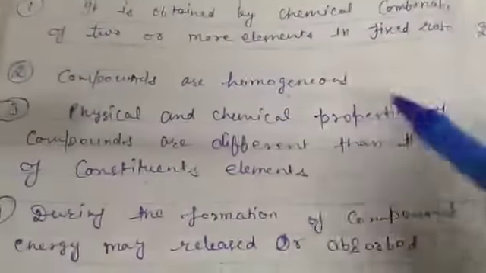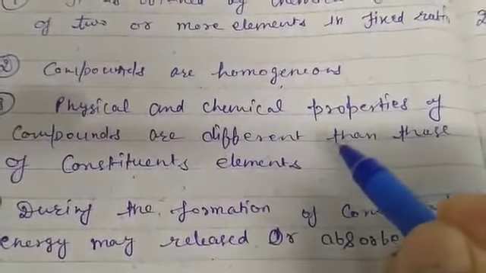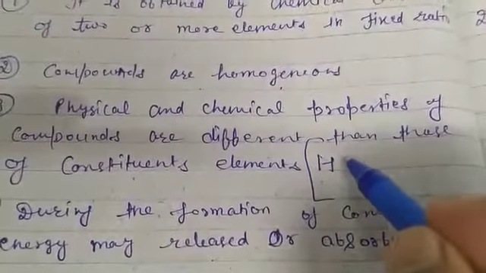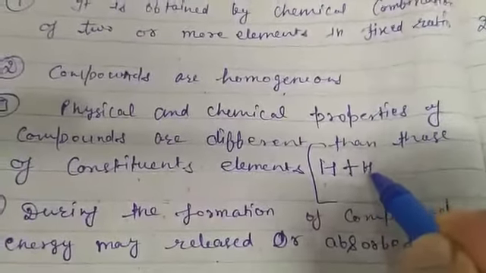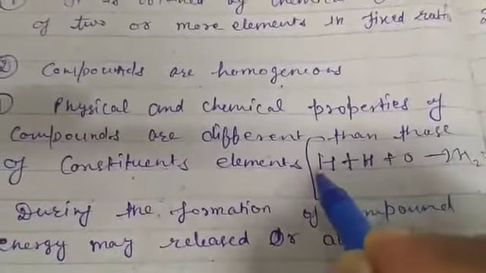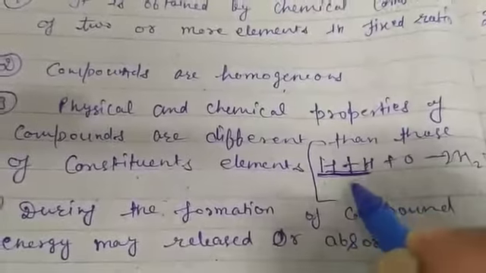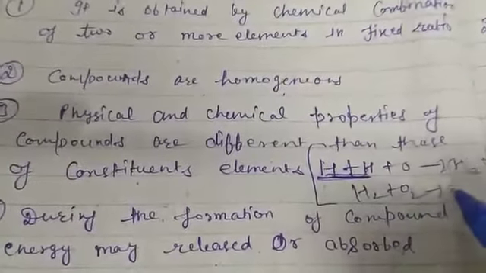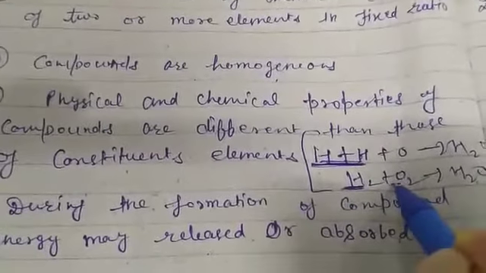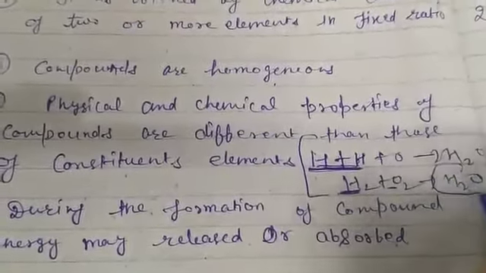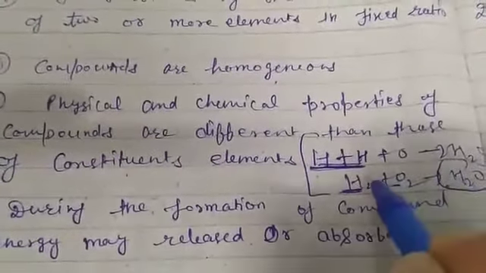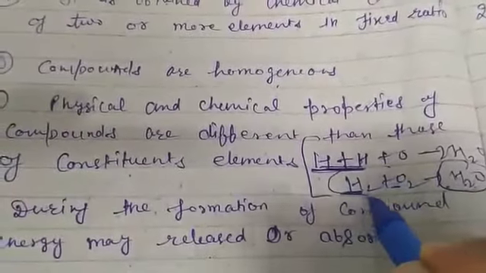Third, the physical and chemical properties of a compound are different from those of its constituent elements. I'll explain this by example. Same example I will take here. H plus H plus O will give rise to H2O. Here hydrogen is a gas, H2 plus O2 will give rise to H2O. Now you see, hydrogen is a gas, oxygen is a gas, but the product which is formed is a liquid.